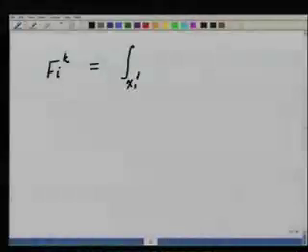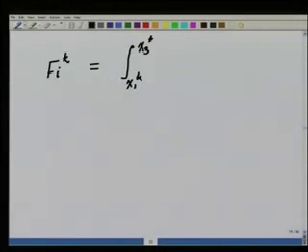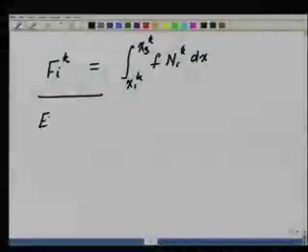Similarly, f_i in the element k will be equal to the integral from x1 of k to x3 of k of f N_i^k dx. Remember that here we are not going to add the part due to the p. That is going to be added when we are applying the Neumann or the force boundary condition. So this is all that the f_i^k from the element will have. Okay. So once we have this, then we have obtained the element level stiffness matrix and the element level load vector.